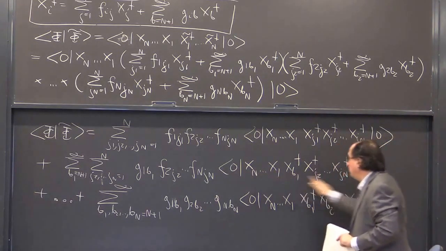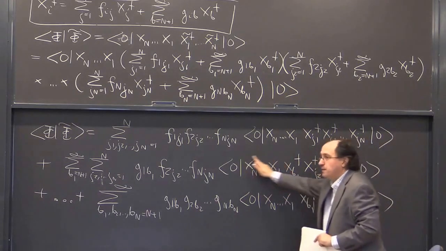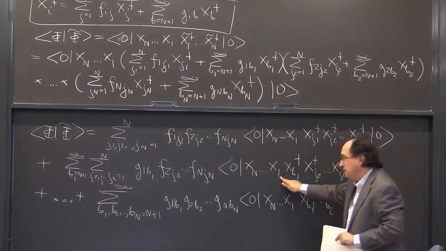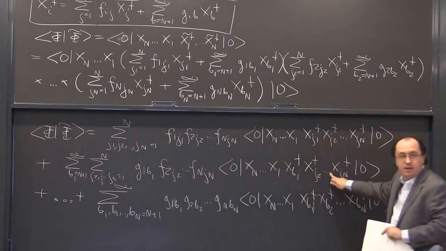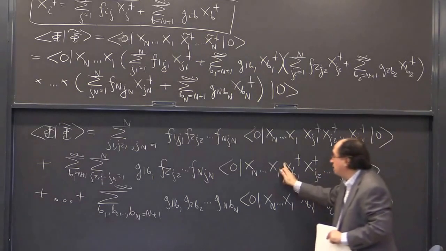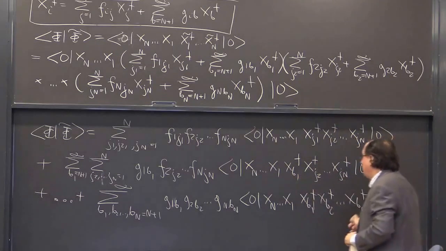Well, if I start fully contracting this, I cannot contract these operators among themselves because x contractions are 0. So I have to take one of these x's, or each of these x's, and contract with x daggers. Certainly, among these contractions, there will be a contraction of one of the x's with this one. What is this contraction?